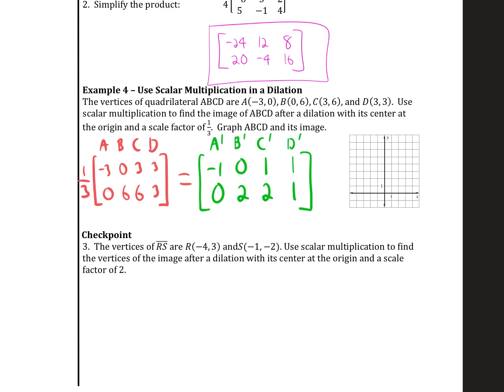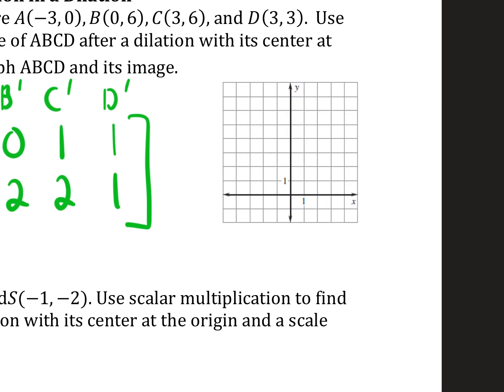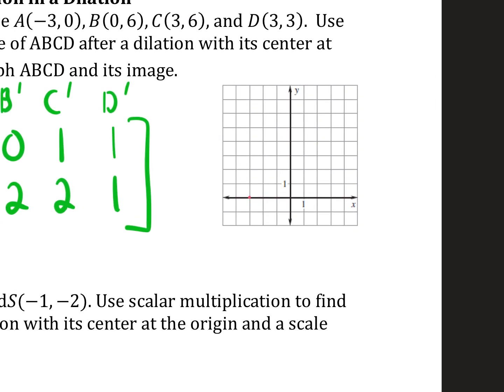So let's graph these and see what's kind of happening here, okay? So we got negative 3, 0. So we go left 3, put a point. That's A. B was 0, 6. Go up 6. That's B. C was right 3, up 6. That's C. D was right 3, up 3. So this kind of looks like a kite. We're going to use a dashed line to show that's where it was. This is the pre-image where we started.